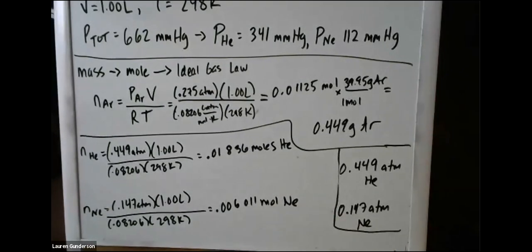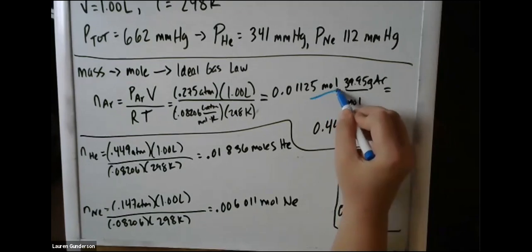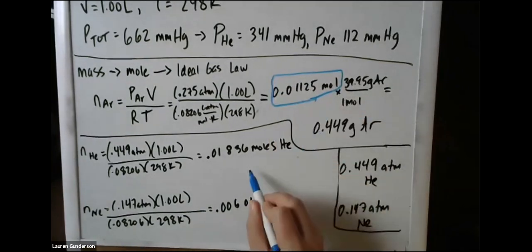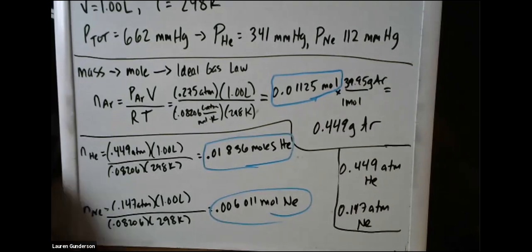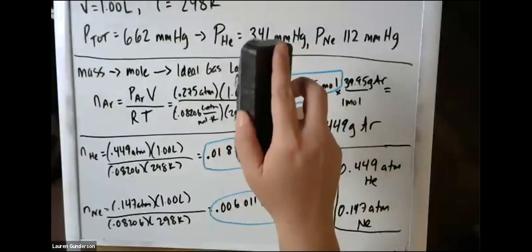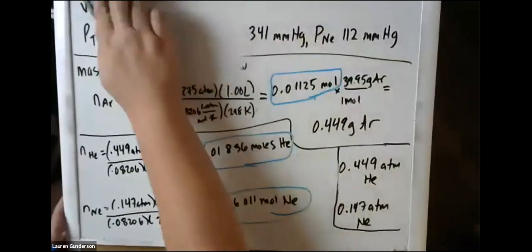And now we're going to use our mole values to calculate our mole fractions. Okay, so this is our mole value for argon from before. Now that's our helium, that's our neon. Those are the three numbers that we're going to need for the next part of this. Okay. Oh, so I'm going to erase this work here so that we can focus on the mole fraction part of it now.